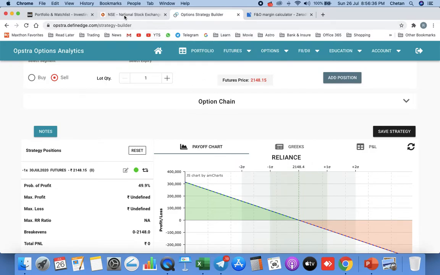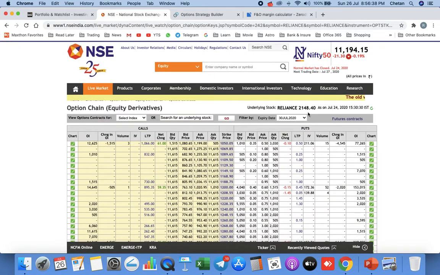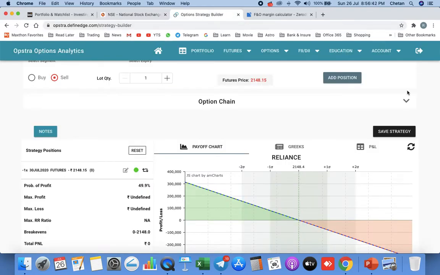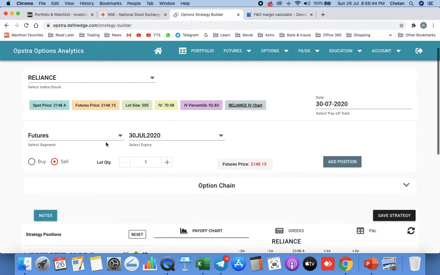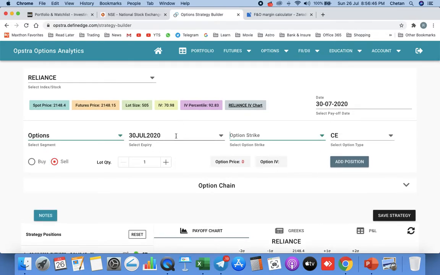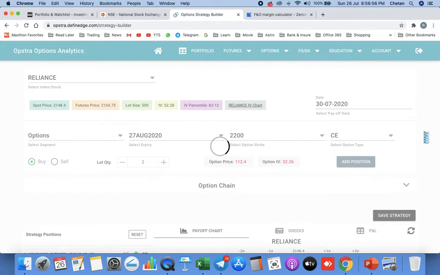Now Reliance is at 2,148. Let us go for the 2,200 call option and buy 2 lots. Let us see how much this is. For the options we'll take the August expiry, both will be August only, we will not take July. 2,200 is the call option we will select, and we will buy 2 lots of the call option.